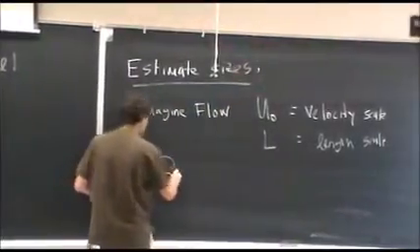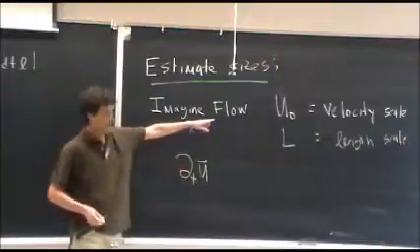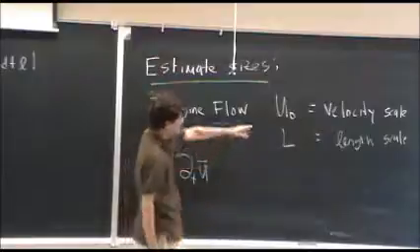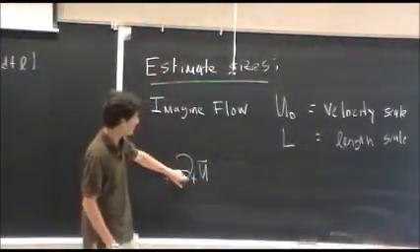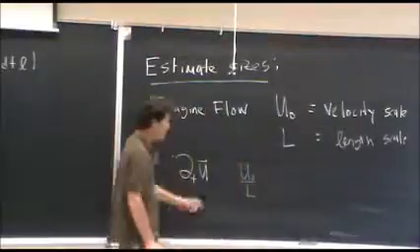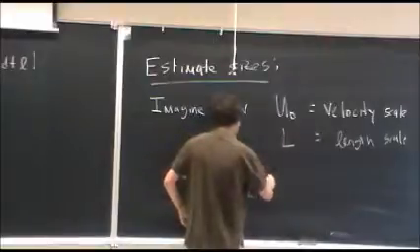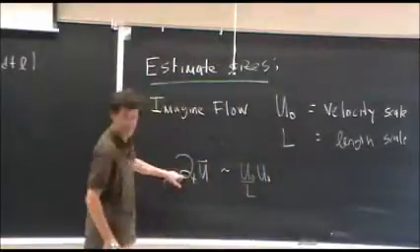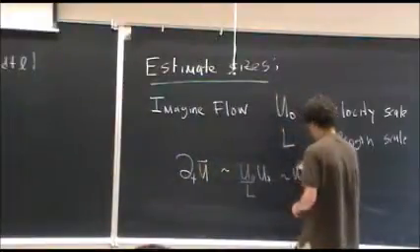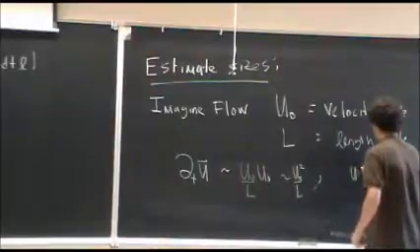So let's estimate the size of du/dt using these numbers. Well, if I want to create a time scale using a velocity scale and a length scale, the way to create something that has the dimensions of 1 over time is to consider U naught over L. So U naught over L has the same dimensions as d/dt, and U, of course, has the dimensions of U naught. So what I might say is that the size of du/dt is U naught squared over L.